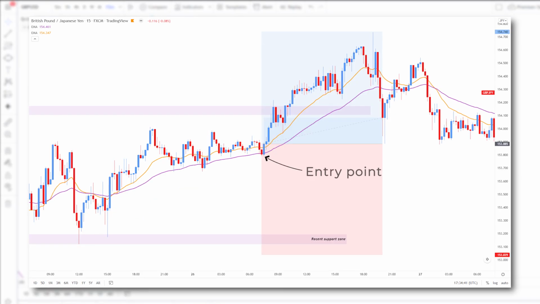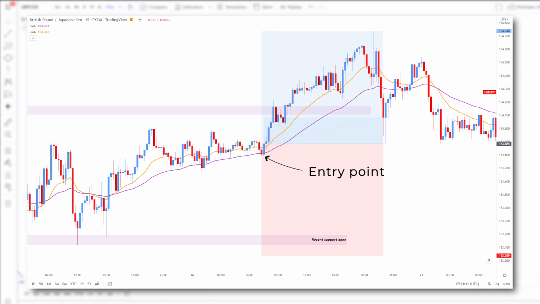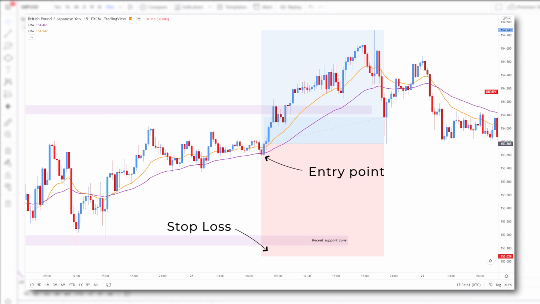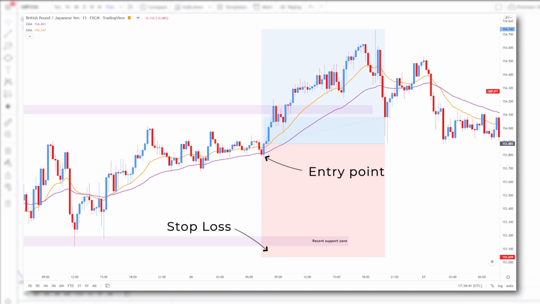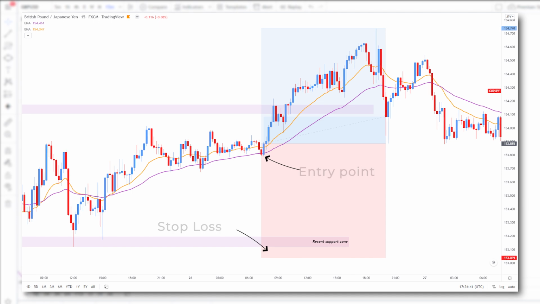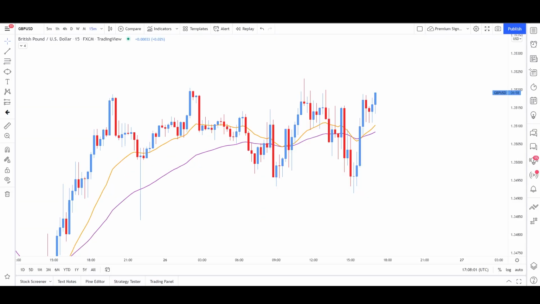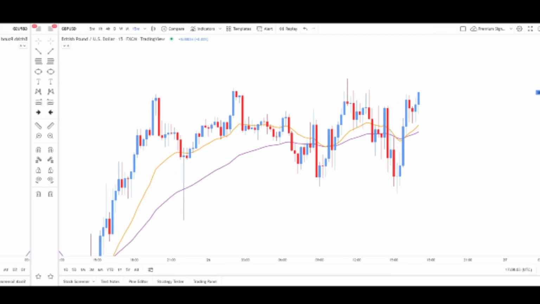So in this case, at the closure of the bullish engulfing candle, we would place our stop loss below the low of the previous swing low. And of course, your risk to reward ratio depends on your account and whether you are following your money management.